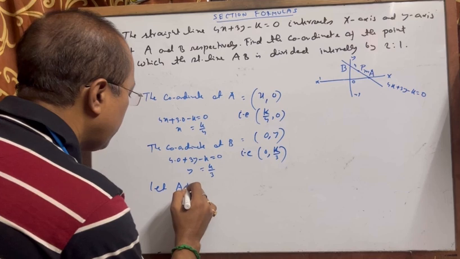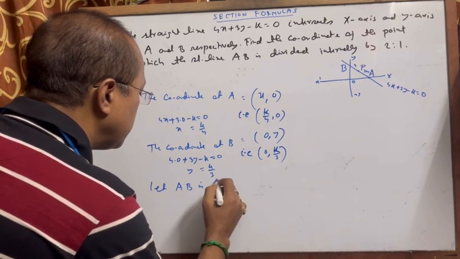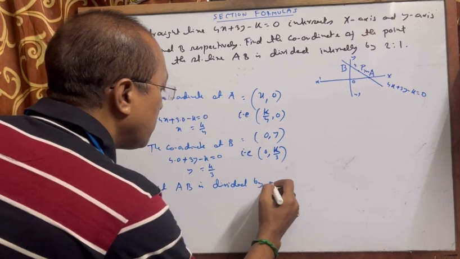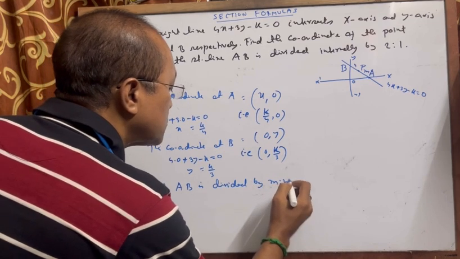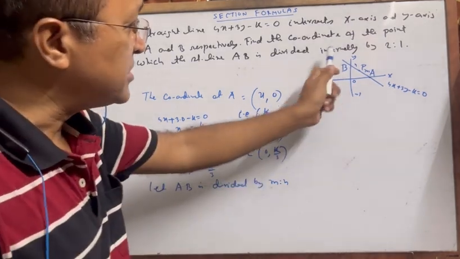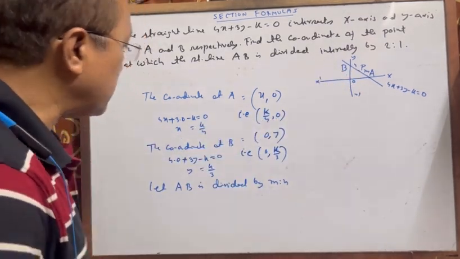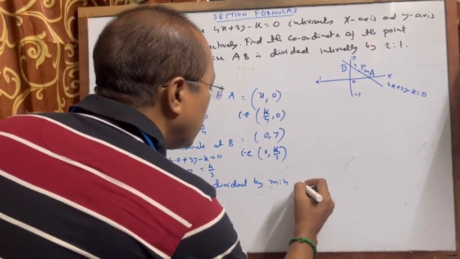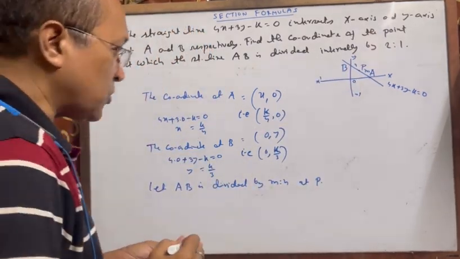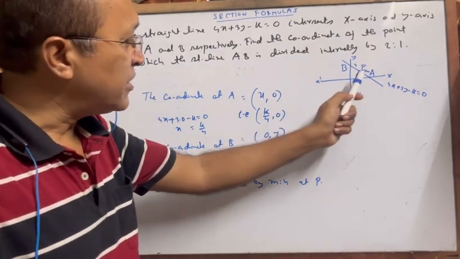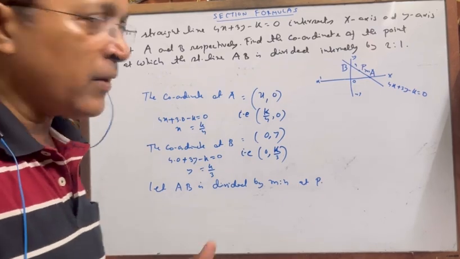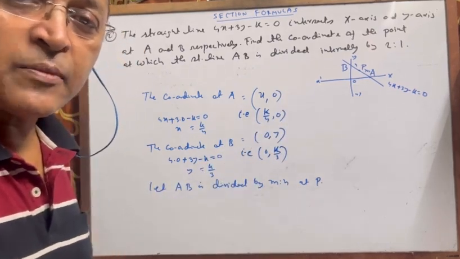Let AB be divided by m is to n at P. Please go through the diagram. AB is being divided by the ratio m is to n. Now we have to find out the coordinate at P.